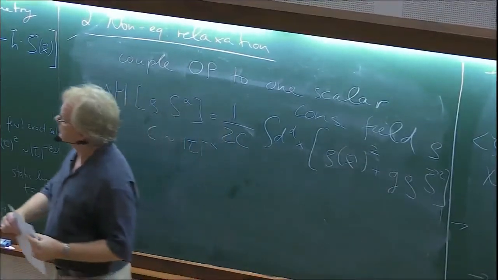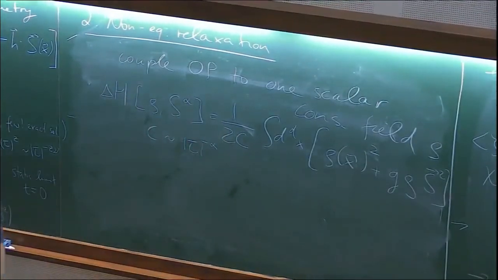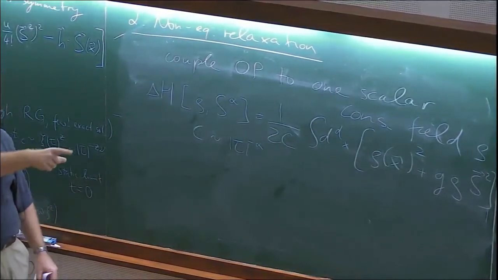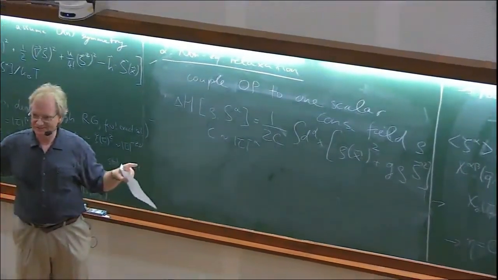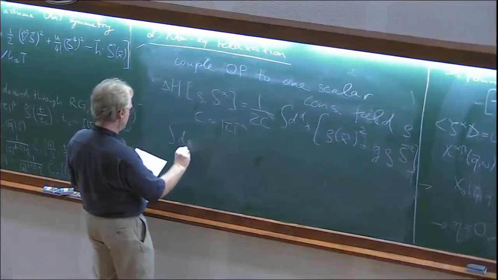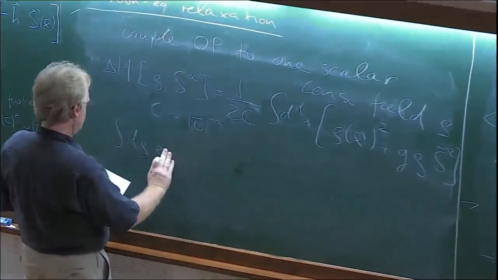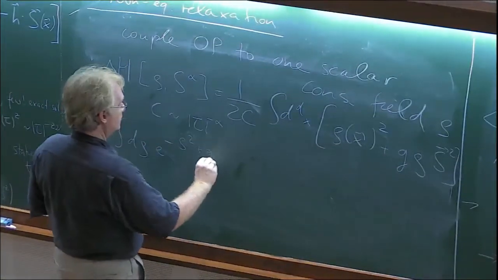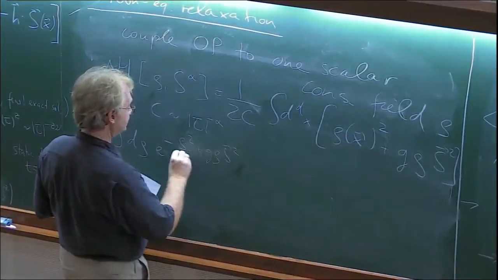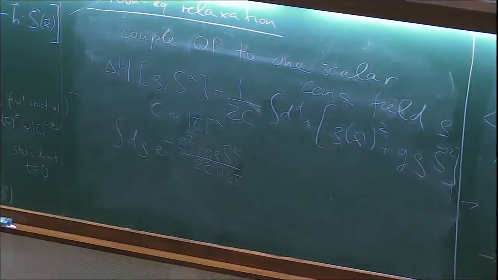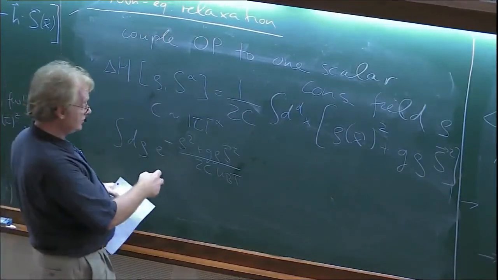What I need to do ultimately is compute partition functions, which are integrals over all values of S, all values of rho. Since this is bilinear in rho, I can just integrate it out by a Gaussian integration. So I can look at any space point, and I'm dropping the space point, and look at e to the minus rho squared plus g rho S squared, divided by 2c, and kT, because that sits in my Boltzmann factor. And so that's what I need to put into the integral.